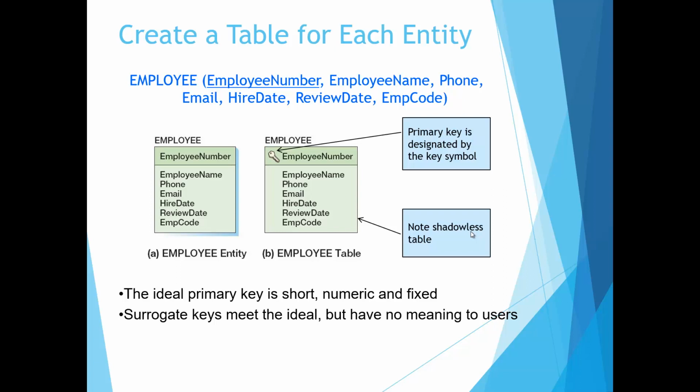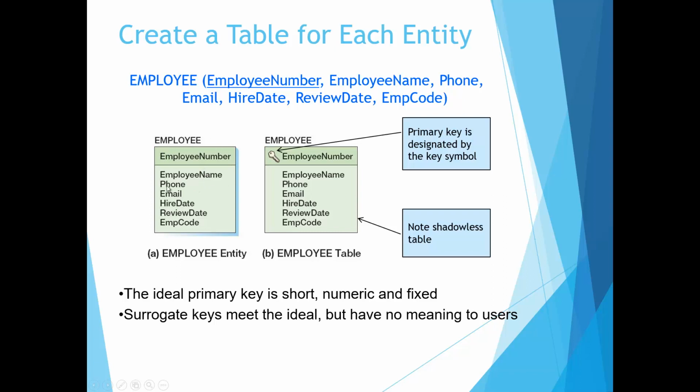To write the entity in the form of a table, it will be expressed as EMPLOYEE. As you can see here, employee is a table, and employee number is the identifier, and we can underline that. And then we have the employee name, phone, email, hire date, review date, and employee code. So this is a form of writing. This is how we write, but usually we would like to express that in more of a graphical representation, as you can see in this one.